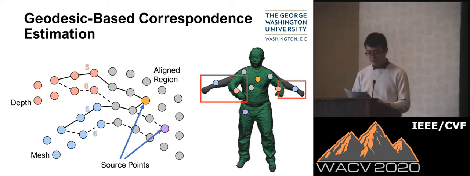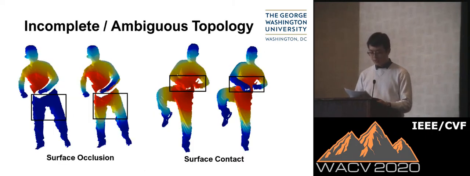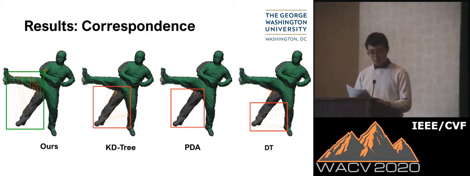Geodesic-based features are designed to estimate correspondences, which are more insensitive to isometric deformation. We join the embedded graph and depth image through aligned points, and then estimate geodesic distance in the unaligned region based on the values pre-calculated in the overlapped region from the canonical model. This is because the surface connectivity captured from the depth image is incomplete or ambiguous due to surface occlusion or contact. As can be seen, PDA has fewer correspondences within a small window.